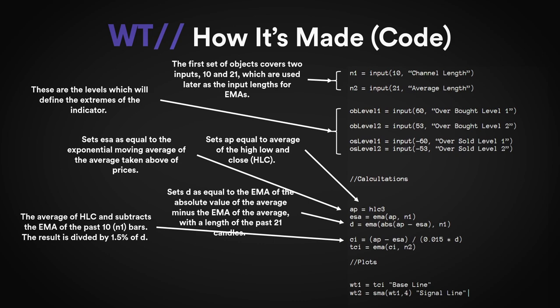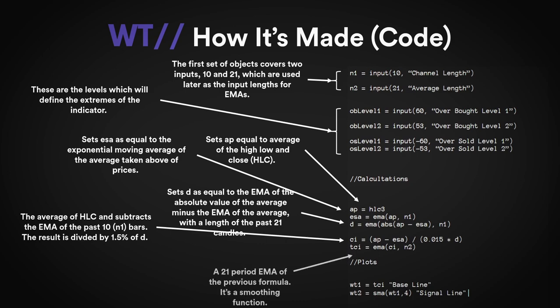It takes the average of the HLC and subtracts the EMA of the past 10, which is N1, bars. The result is divided by 1.5% of D. The top number can either be positive or negative, however, D will always be positive, which allows the indicator to trend back and forth between the two overbought and oversold levels. This number also limits how far the TCI, which is listed below, can range within the levels. The max of which it should range is around 90.